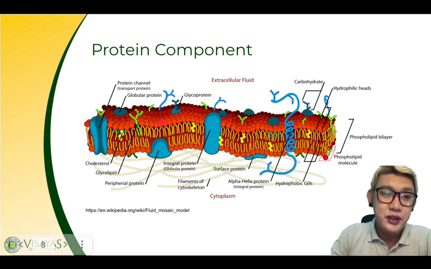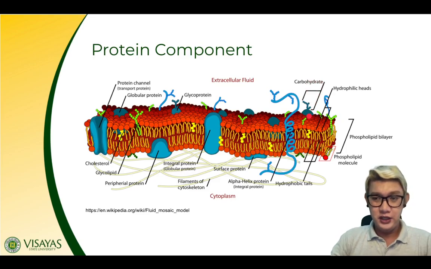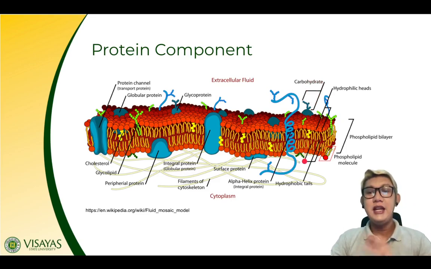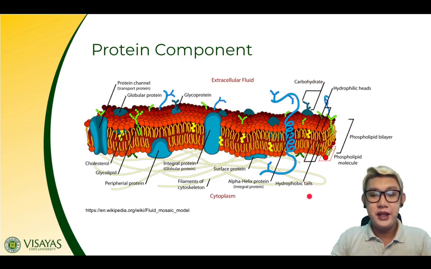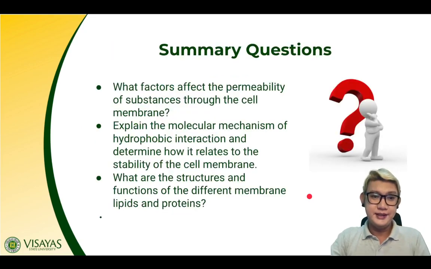Now, other types of proteins are classified based on function. This is a channel protein. There are also globular proteins and other transport proteins. This is a glycoprotein, a protein attached with carbohydrate molecules. So again, those are the different components of the cell membrane: you have the lipid and the protein components.